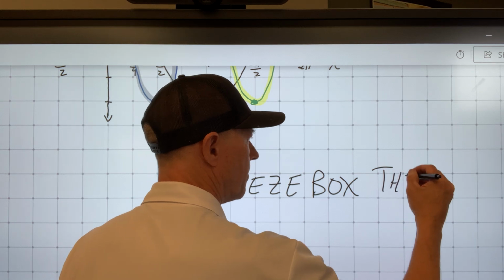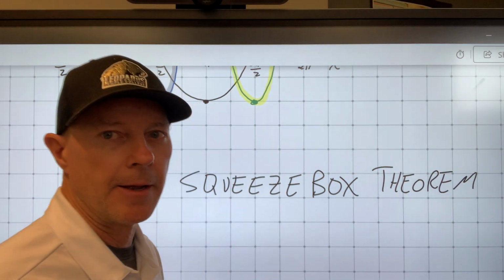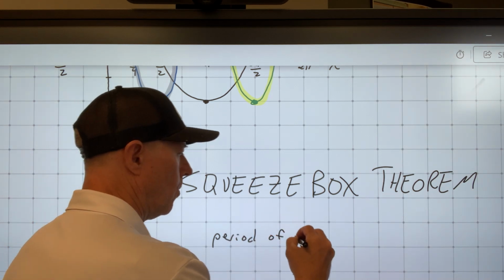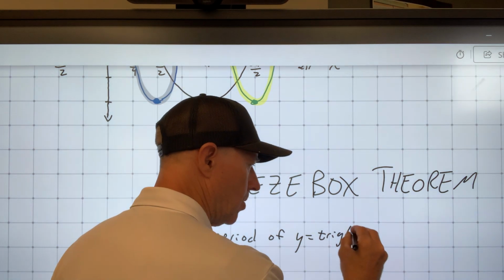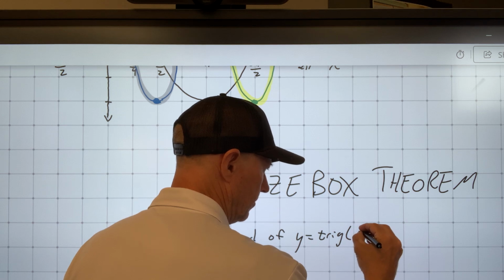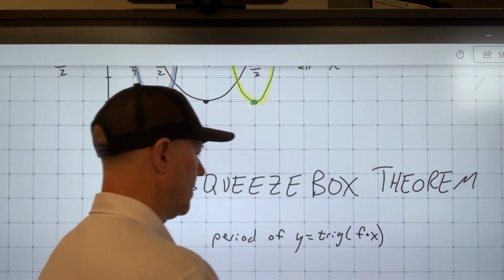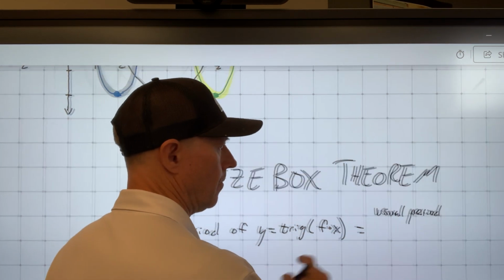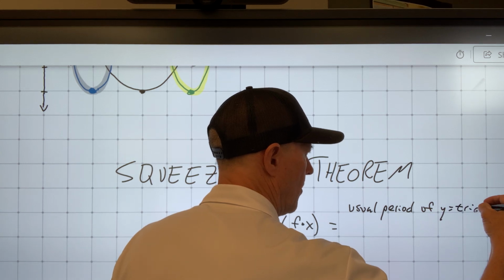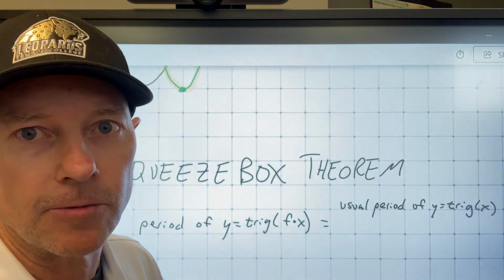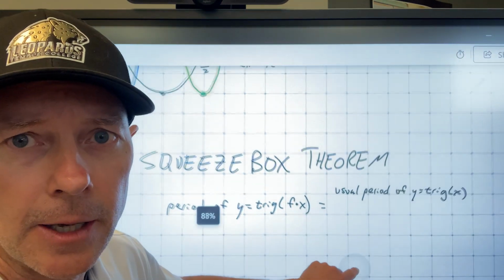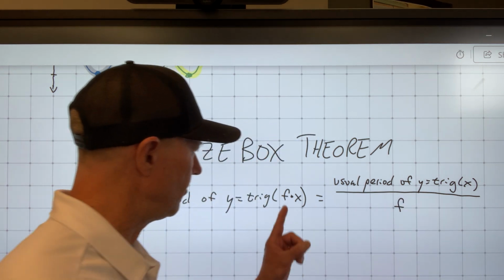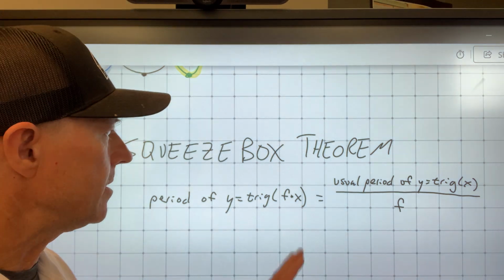And then what the squeeze box theorem says, okay, I haven't proved it by any means, but I've demonstrated it, is that the period of y equals any trig function that has some coefficient here, call the coefficient maybe f for frequency, will be equal to the usual period when there is no coefficient, divided by the frequency number, the frequency factor, the coefficient to the x on the input. So this tells you the new period.